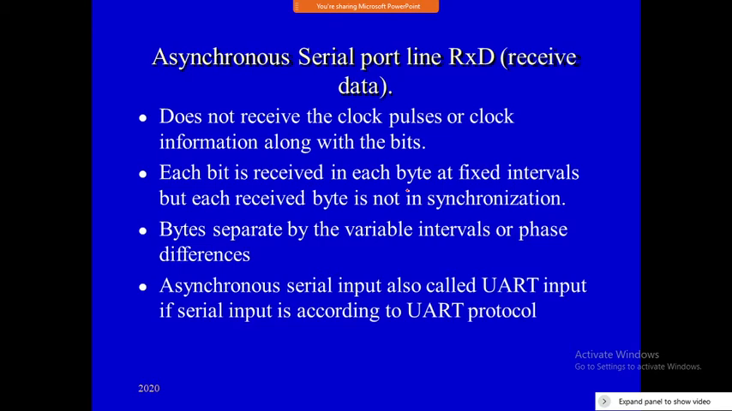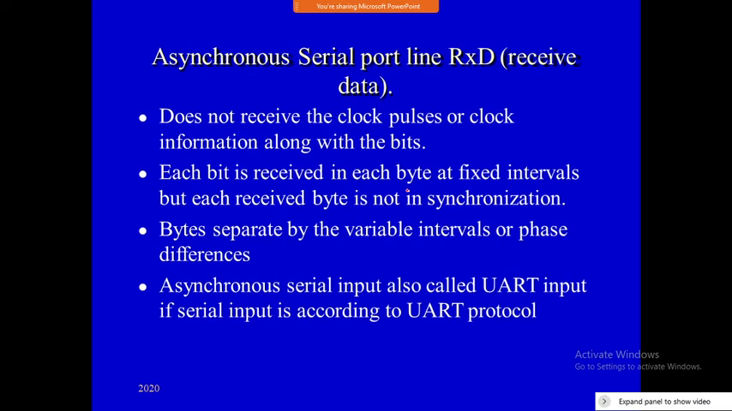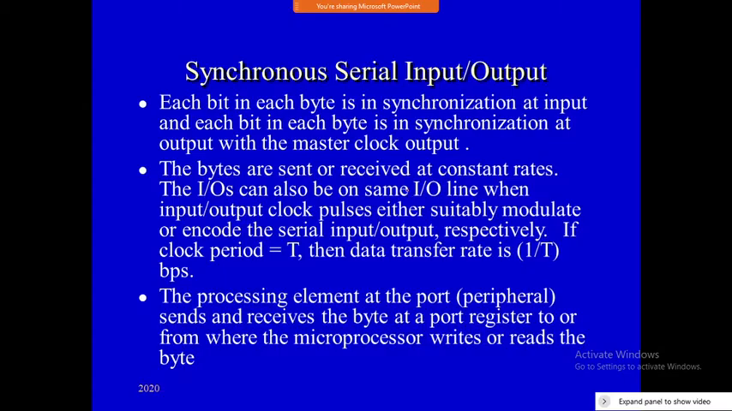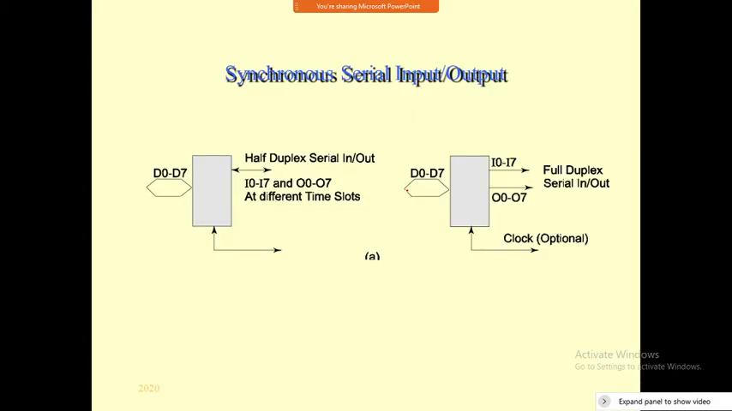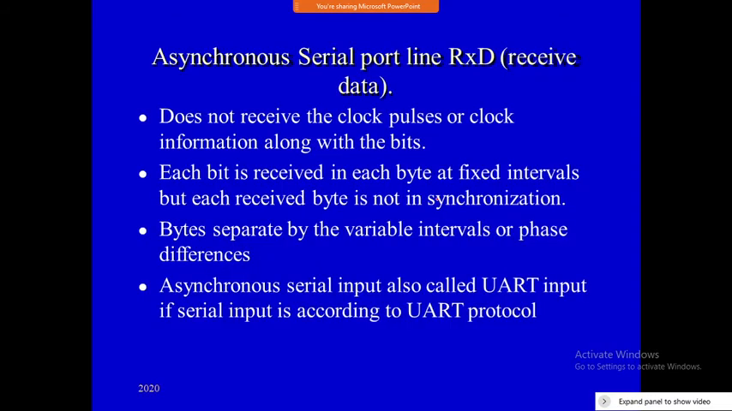Here, the asynchronous serial port line is RxD, receive data. Why is it receive data? Receive data means it is the input. Input means receiving the data. It does not receive the clock pulses or clock information along with the bits. Previously, one clock would be sent along with the data. Here in the asynchronous one, the clock will not be sent along with the data.